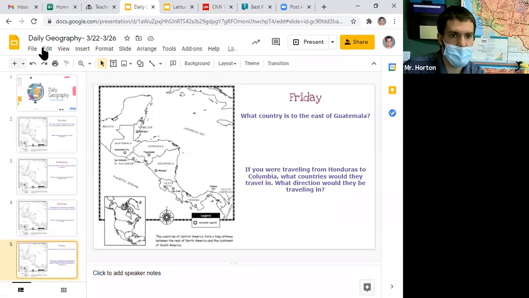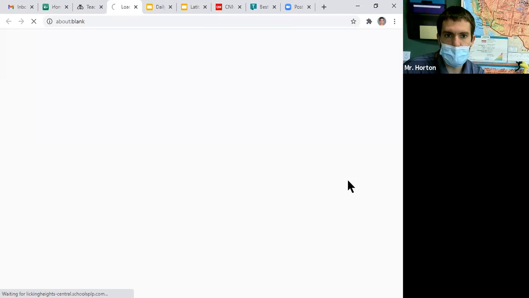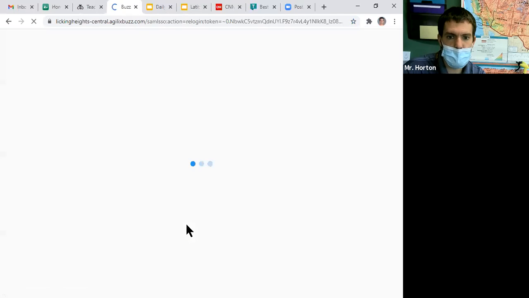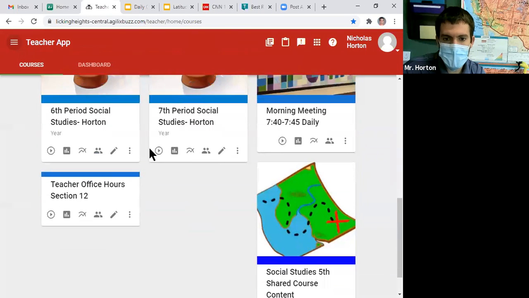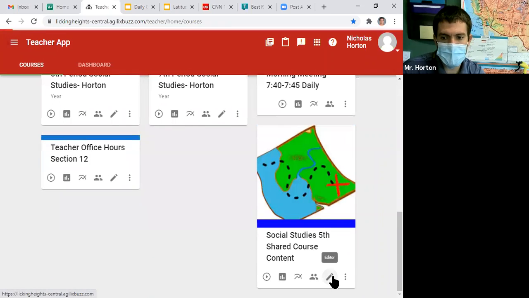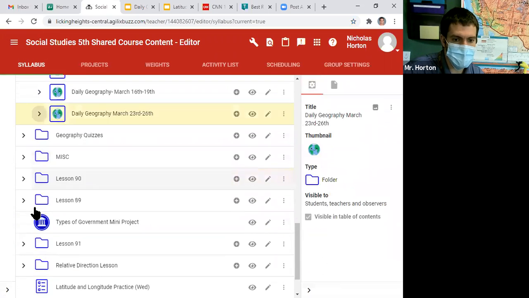So today, if you guys look in your Buzz page online, let's take a look at our Buzz page here. Log in. So in your to-do list, you'll see this assignment that says latitude and longitude review for Thursday, is what we're doing. Let me pull that assignment up.